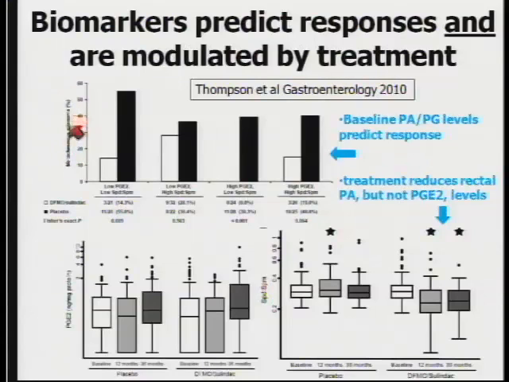What you're looking at here are the number of adenomas. So this is basically an assessment of those patients, placebo versus treatment, that responded, whether or not they had low polyamine contents, so that would be this group and this group, or high polyamine contents, little difference between placebo and treatment. So this top panel is data indicating in this population that baseline biomarkers in this pathway predicted response to the treatment.